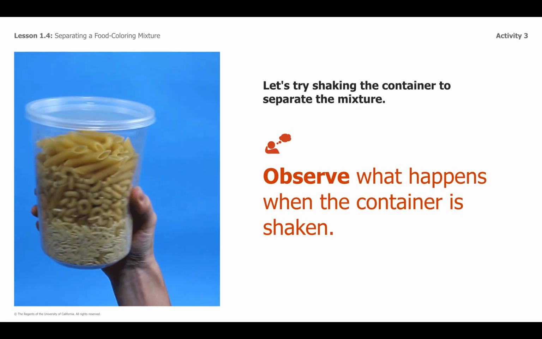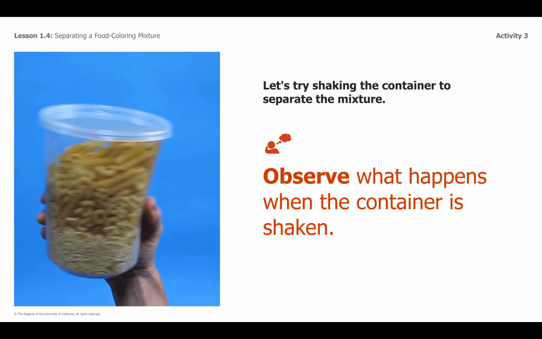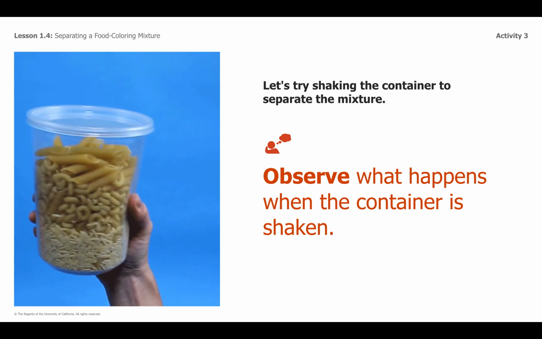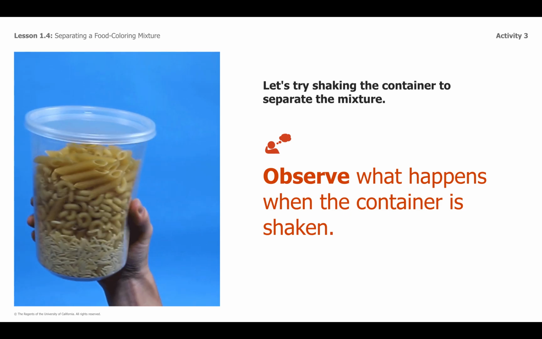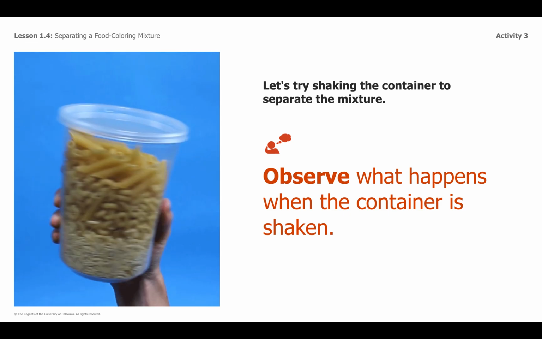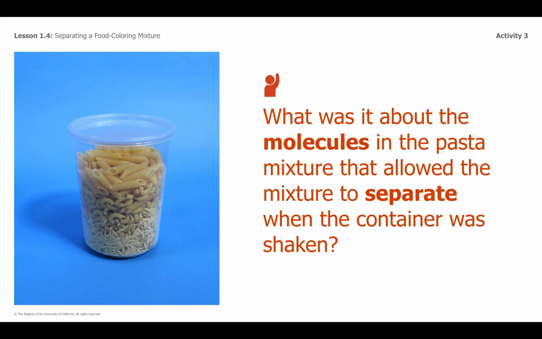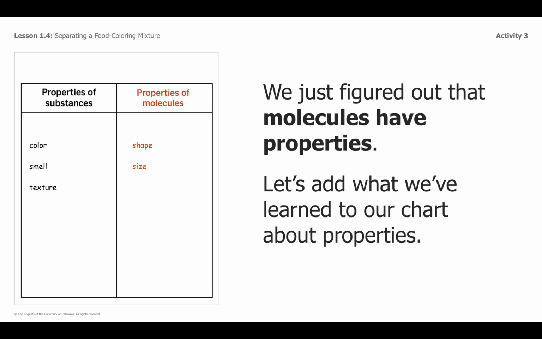All right, and then let's watch a video. If the person shakes that cup vigorously, notice that the mixture separates into all 3 different substances because they weigh different amounts. What was it about the molecules in the pasta mixture that allowed the mixture to separate when the container was shaken? Think about that. You could pause if you want. I did just mention it. They're different kinds of molecules, different substances. So we figured out that molecules have properties. Let's add that to what we've learned. Properties of molecules include shape and size.